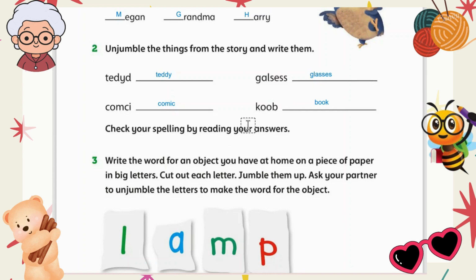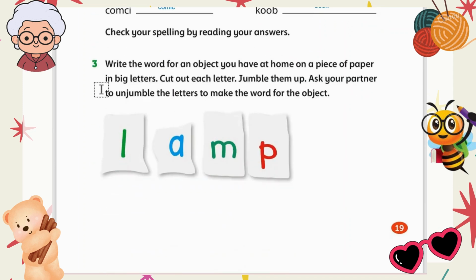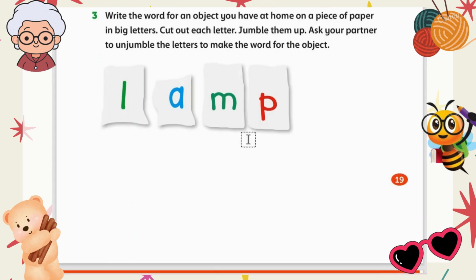So check your spellings by reading your answers. You can check your spellings, you can match with the story. Is it correct or not? So this is your home activity. Write the word for an object you have at home on a piece of paper in big letters. Cut each letter, jumble them up, and ask your partner to unjumble the letters to make the word for the object. So, just like this, you cut the paper, write the words, unjumble it and then jumble it. It is the kind of activity where you will remember the spelling. I hope you like this video.